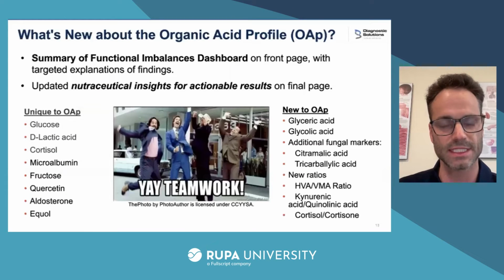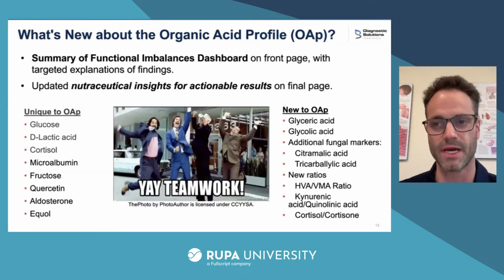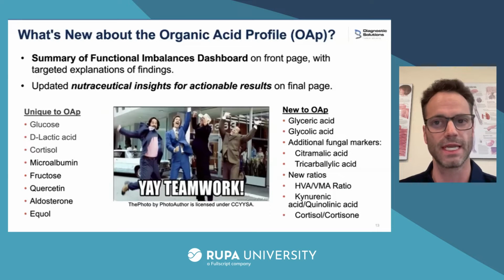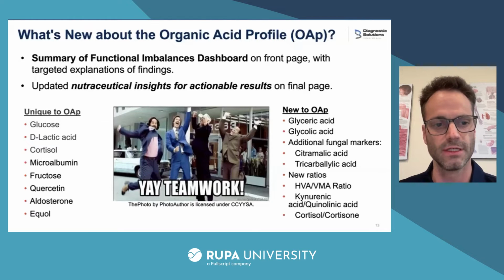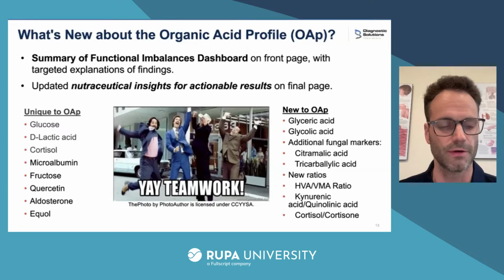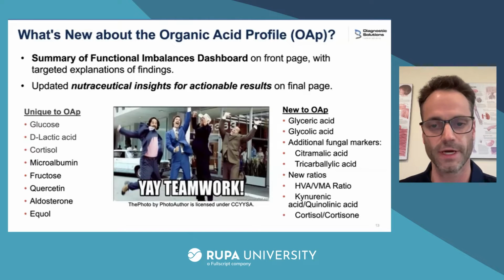And this test was updated, as mentioned, in September, so 2 months ago. And the lab has had it for 4 to 5 years, roughly. A lot of different organic acid tests have similar markers potentially. Unique to the organic acid profile here at DSL is that we have glucose in the urine test, D-lactic acid, cortisol, and microalbumin, fructose, quercetin, aldosterone, and equol. And equol is a marker for basically a derivative of soy products that is anti-inflammatory and healthy.